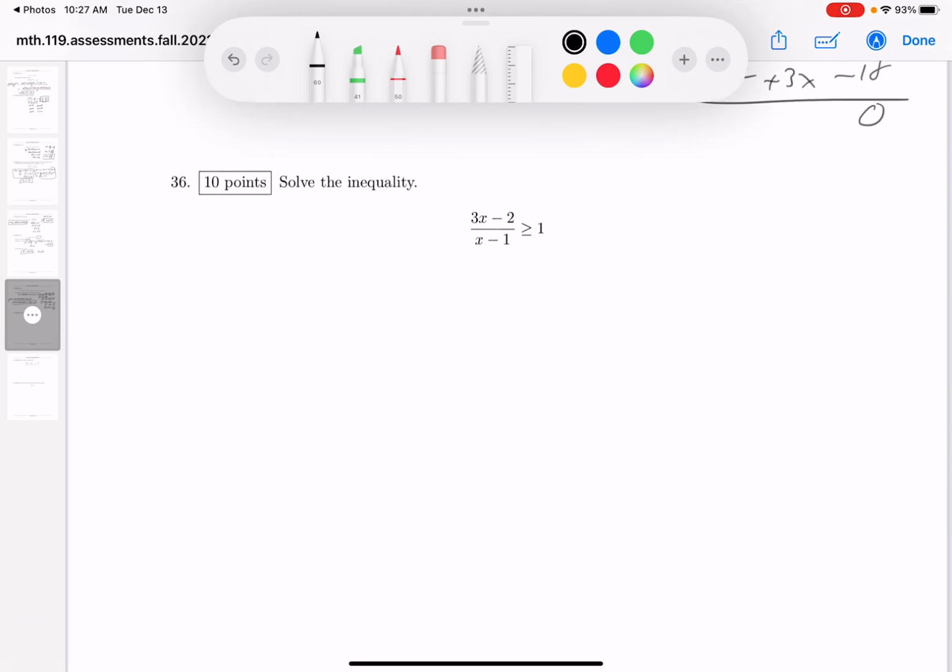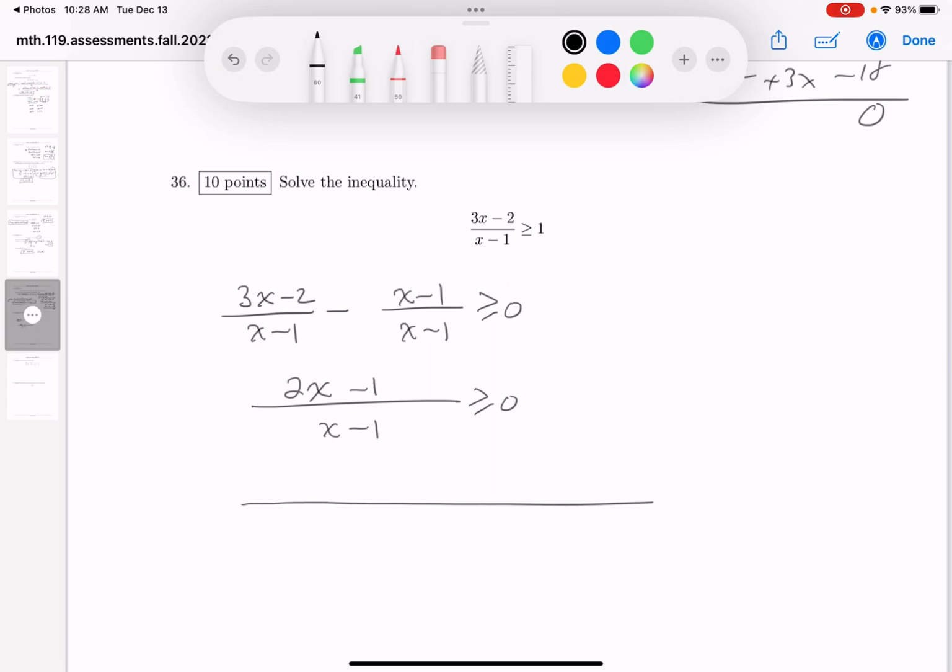We're going to compare it to 0 first. So it's going to be (3x minus 2) over (x minus 1). I can subtract 1 from both sides, which is the same thing as (x minus 1) over (x minus 1). The common denominator is x minus 1. What goes in the numerator? 3x minus x, which is 2x. Minus 2 minus a minus 1 is going to be minus 1, and that's greater than 0.